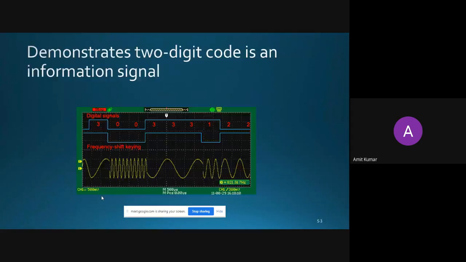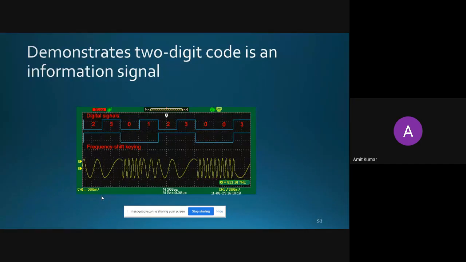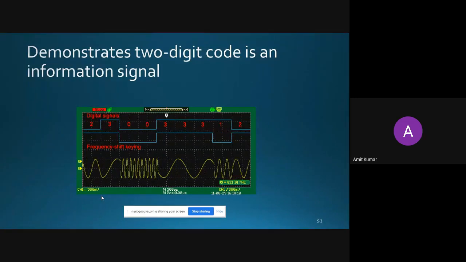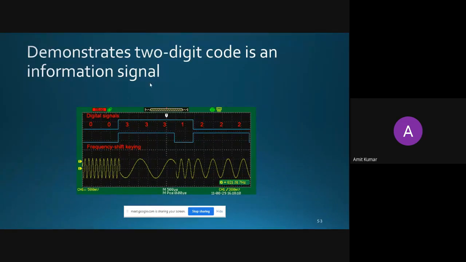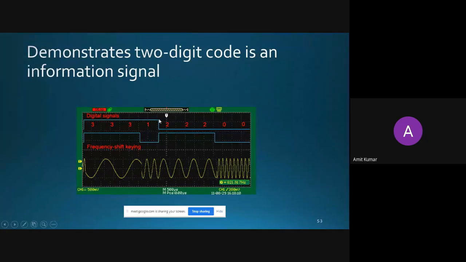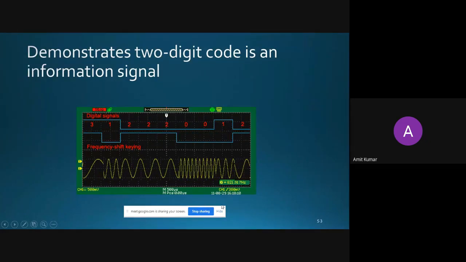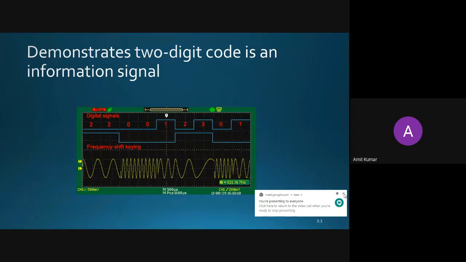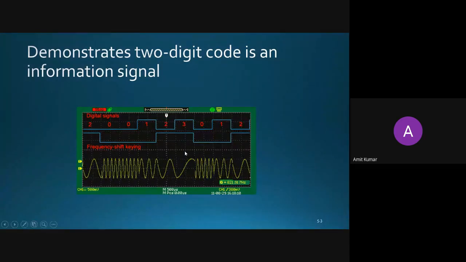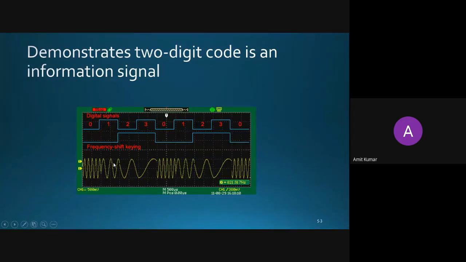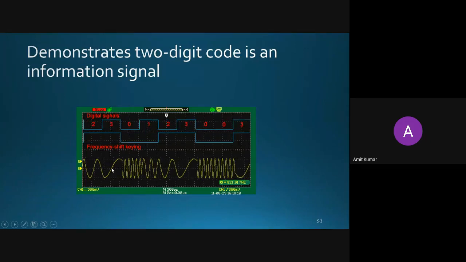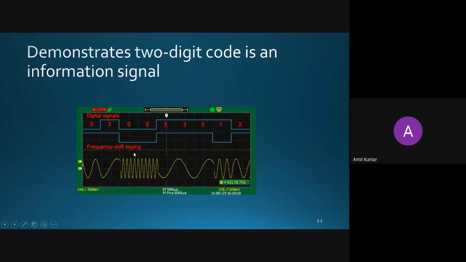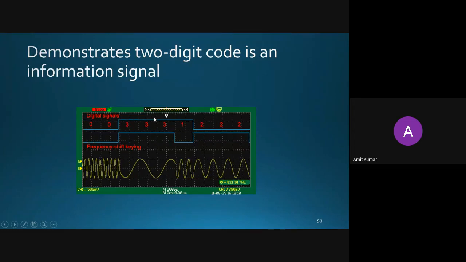First is the definition. We have already seen the definition, so we will not bother about that. Just to see the demonstration of two-digit code. The blue lines are showing the different codes 0, 1, 2, 3. The 3 is having the minimum frequency and 0 is having the maximum frequency.